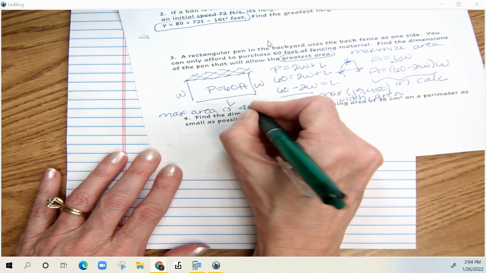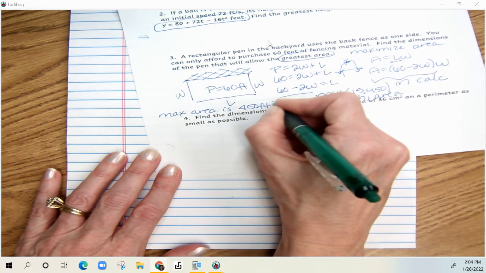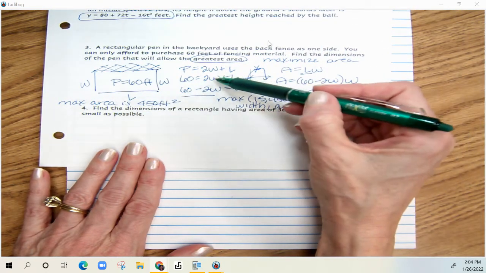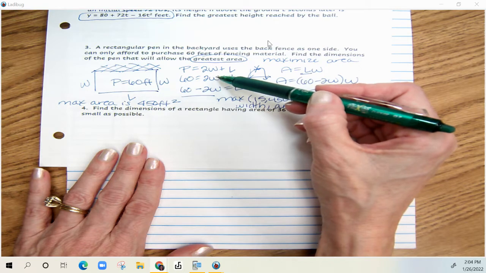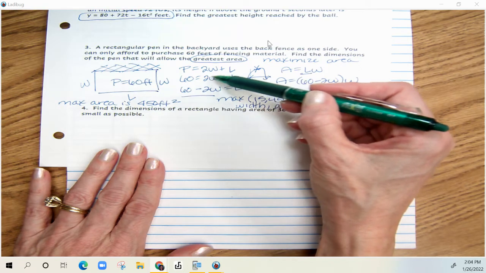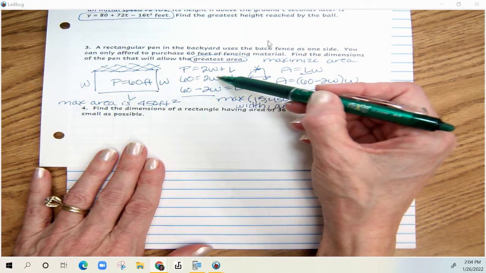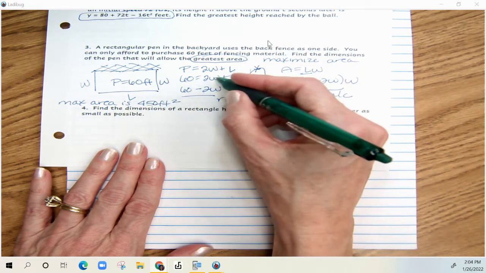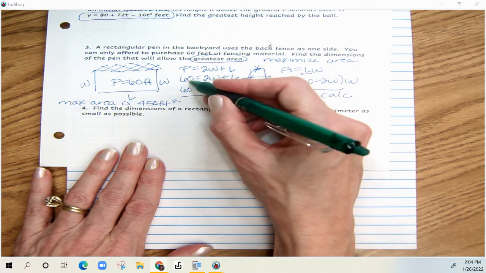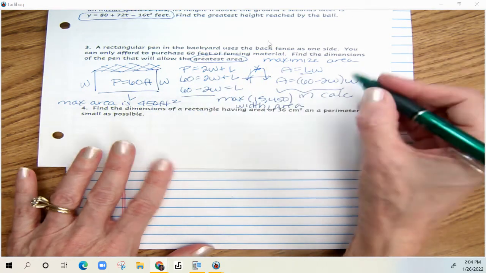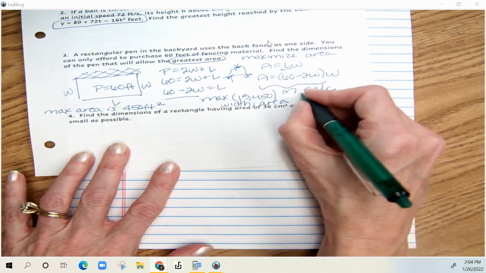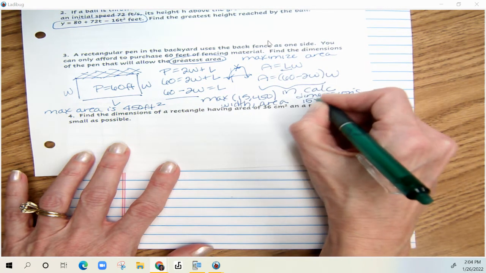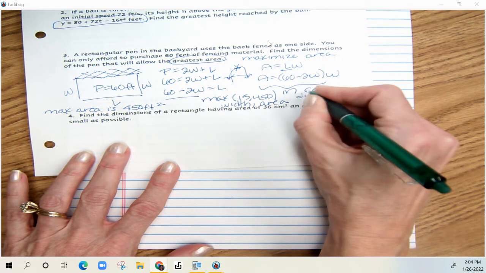is 450 square feet. And if the width is 15, so I can come up here and put 15 in for the width, 2 times 15 is 30. And so together it has to equal 60, so L must be 30. 2 times 15, subtract that, so 30 equals L. So the dimensions would be 15 by 30 feet.